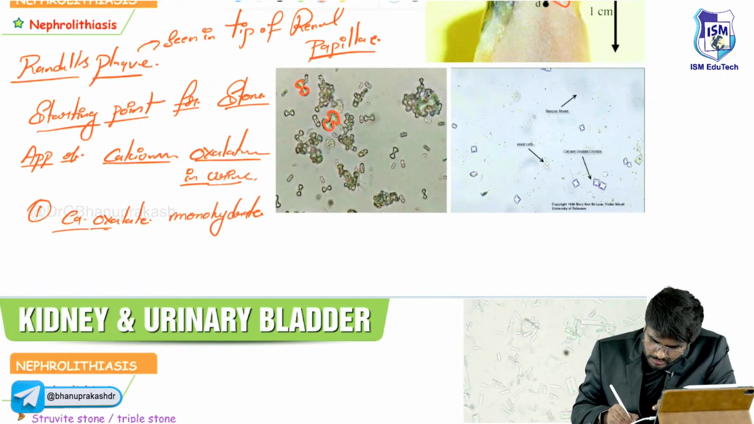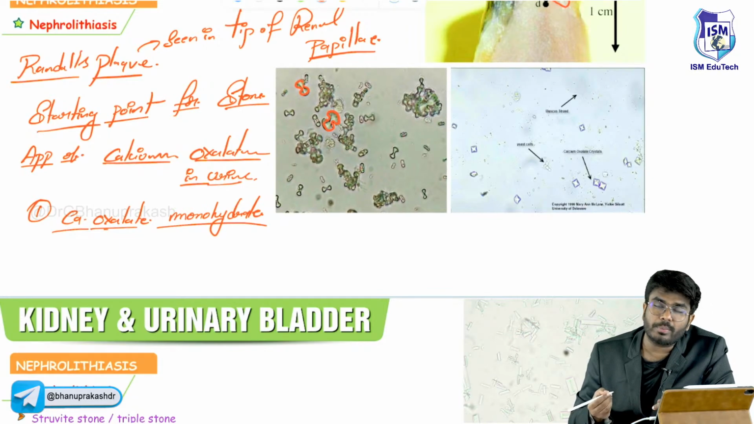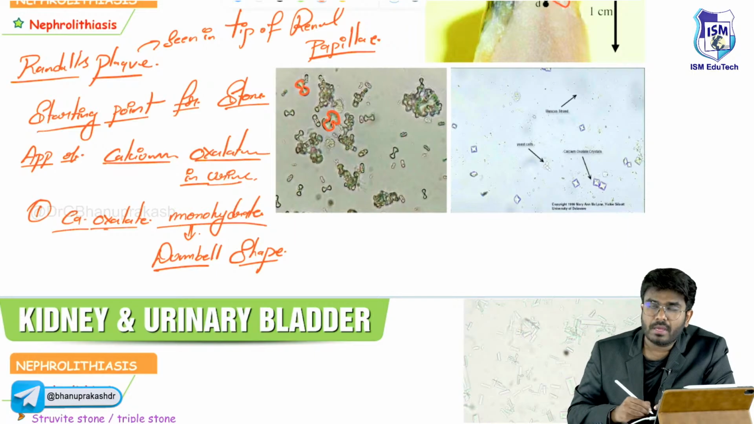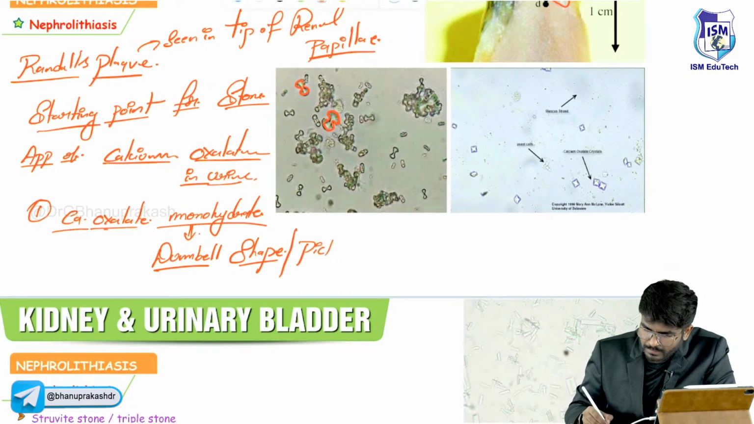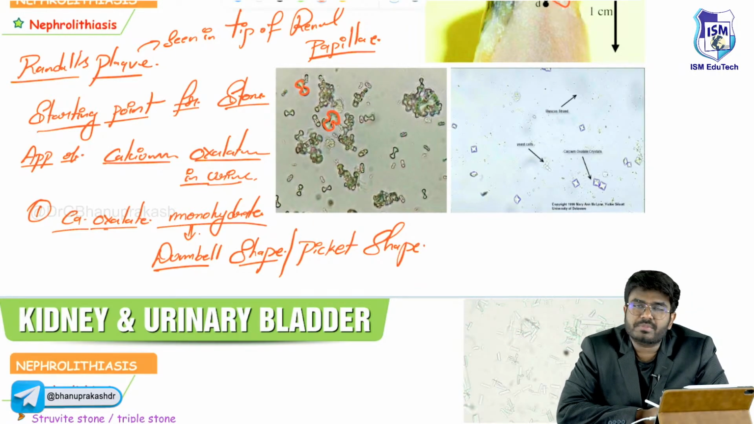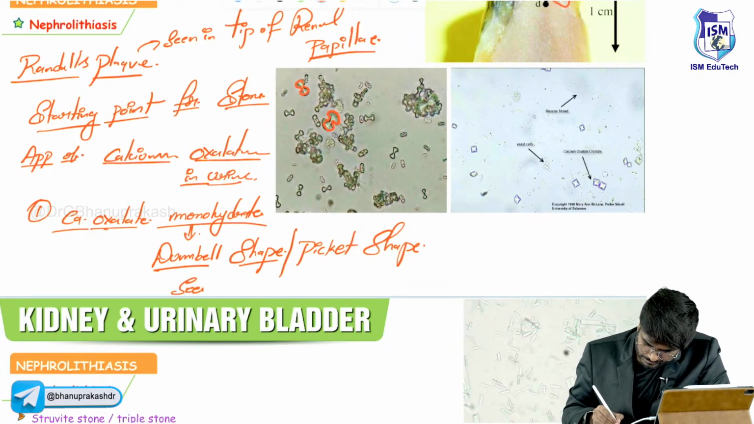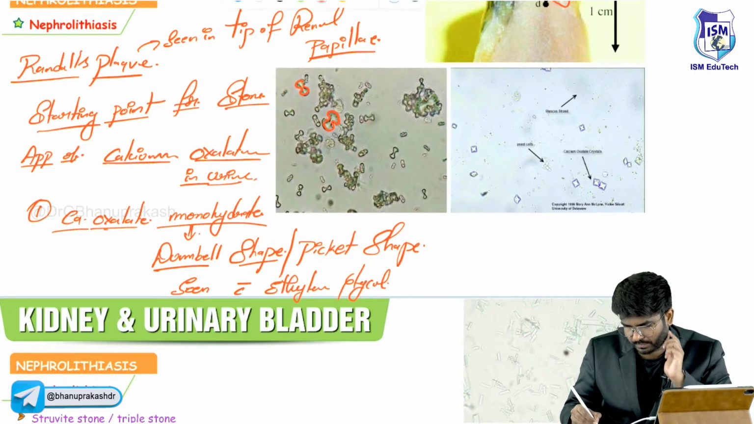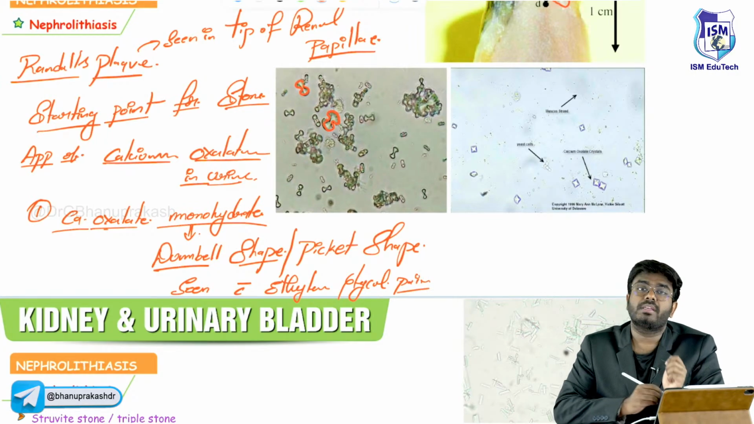The calcium oxalate monohydrate crystals are going to be dumbbell shape. Some books mention picket shape. Okay, they are going to be dumbbell shape or picket shapes. Usually it is seen with ethylene glycol poisoning. Okay, seen with ethylene glycol poisoning.